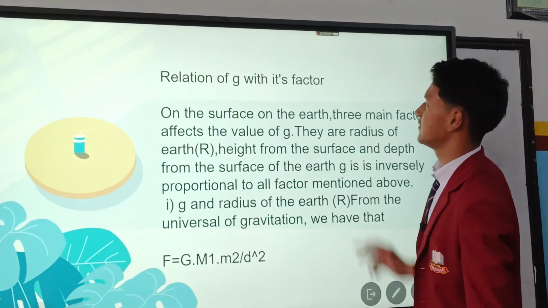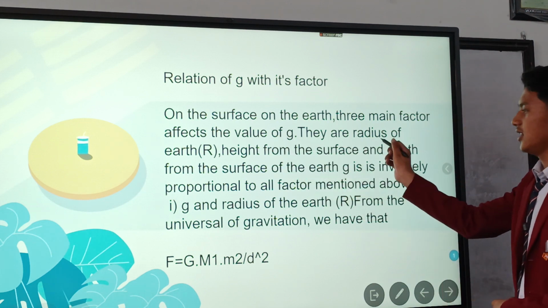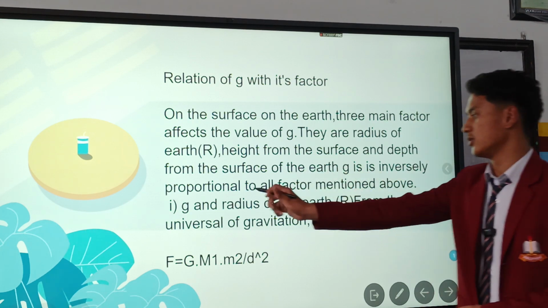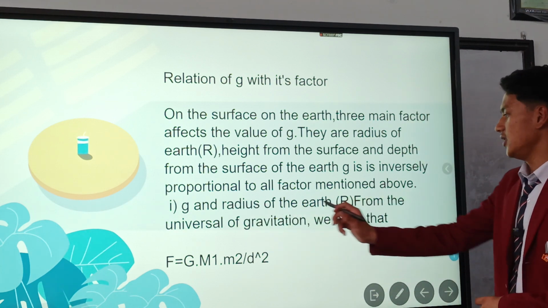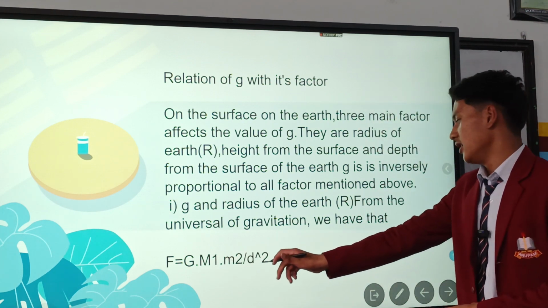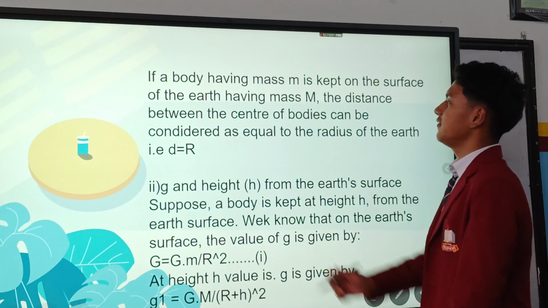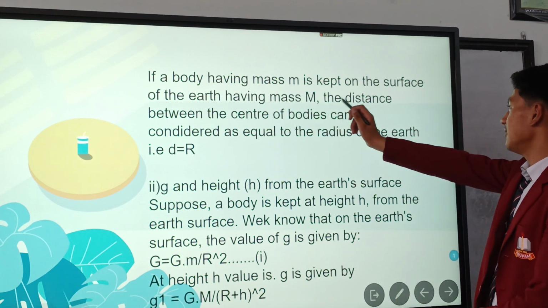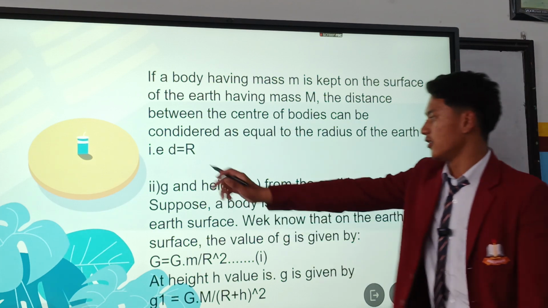Relation of g with these factors. On the surface of the Earth, three main factors affect the value of g. They are the radius of the Earth, height from the surface, and depth from the surface of the Earth. g is inversely proportional to all factors mentioned above. g and the radius of the Earth come from the universal law of gravitation. We have F equals G into m1 into m2 by d squared. If a body having mass m is kept on the surface of the Earth, the distance between the centers of the bodies can be considered equal to the radius of the Earth. Therefore, d is equal to r.